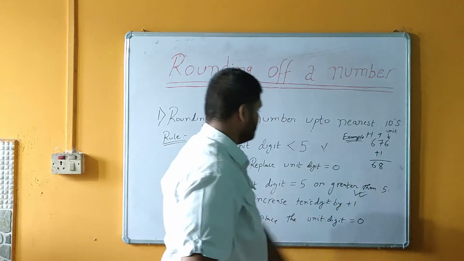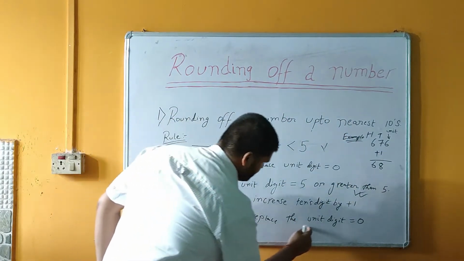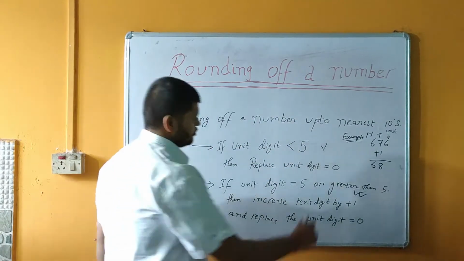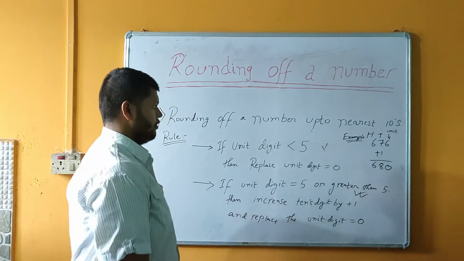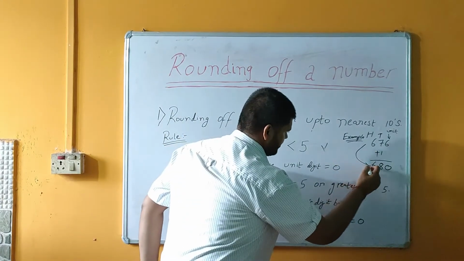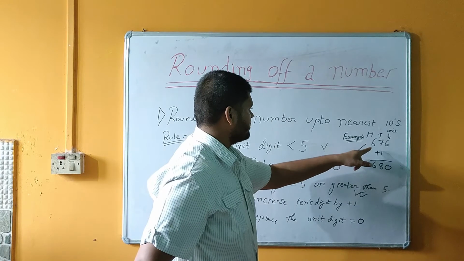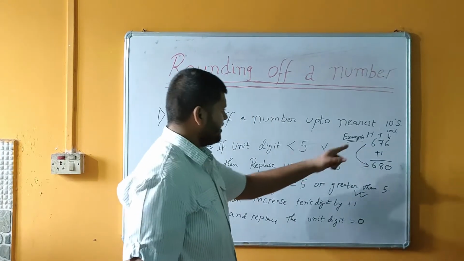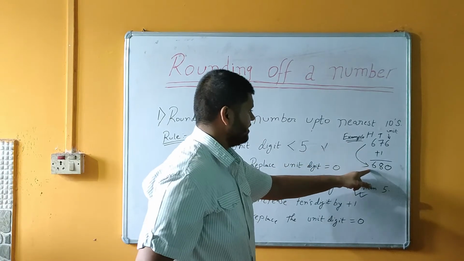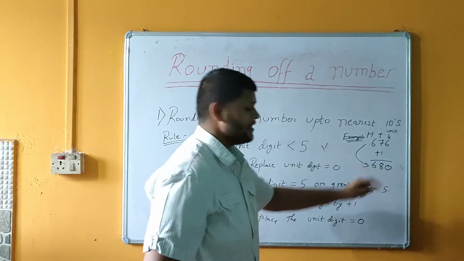But what about the unit digit? Replace the unit digit by 0. So this unit digit will be replaced by 0. So this is the rounded off number for the given number, that is 676. Here 676 has been rounded off to the nearest tens.